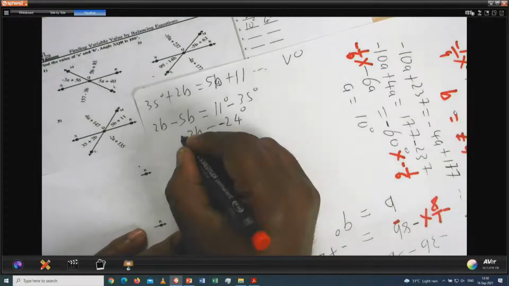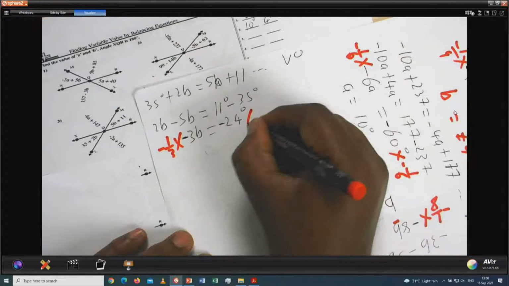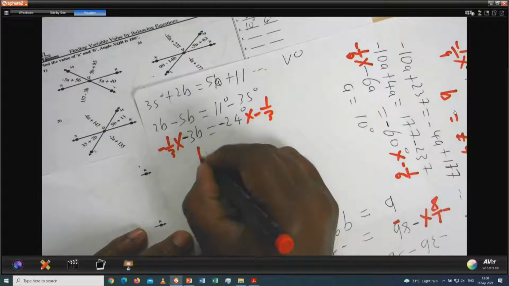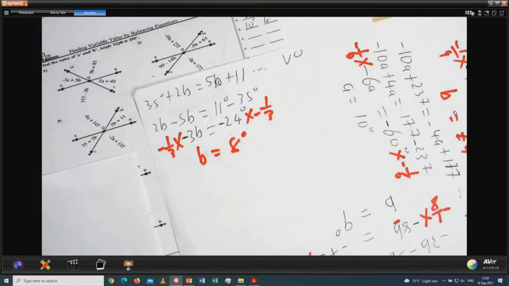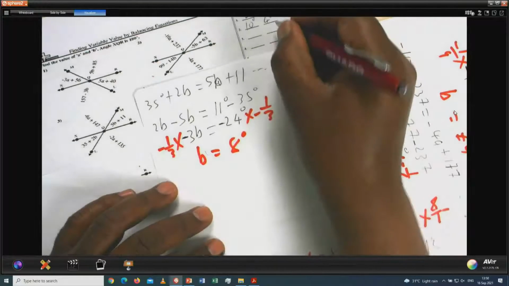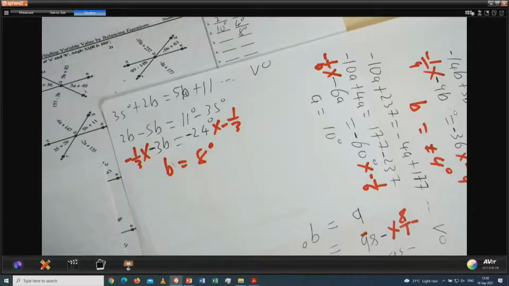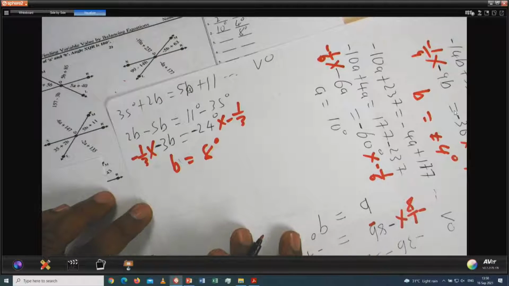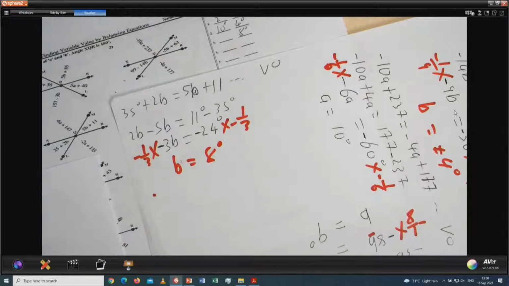We are interested in B, inverse of minus 3. What you do on the left, you also do on the right. Therefore, your B is equal to 8 degrees. Your B is therefore 8 degrees. Right. Now let's look at A now. At A in question 3. Question 3.